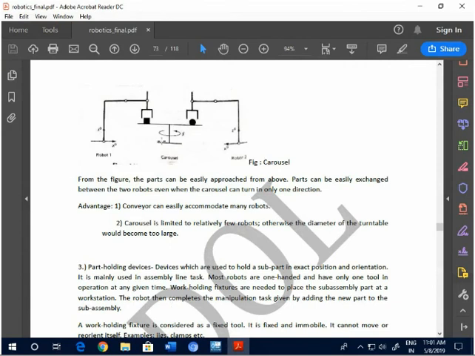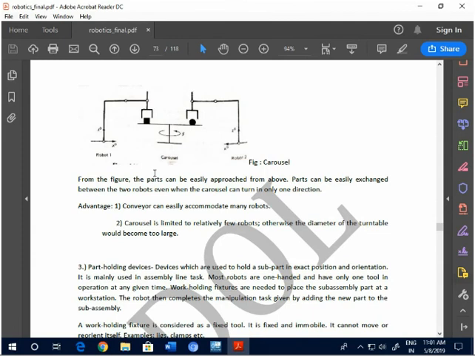This is the carousel. Here you have robot 1, here you have robot 2. So when it rotates, either it will rotate like this: the square will be fed to the first robot, and the circle will be fed to the second robot. Once it rotates, the circle will be fed to the first robot, and the square will be fed to the second robot.